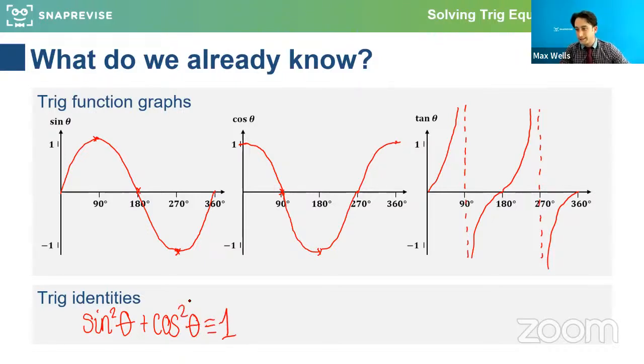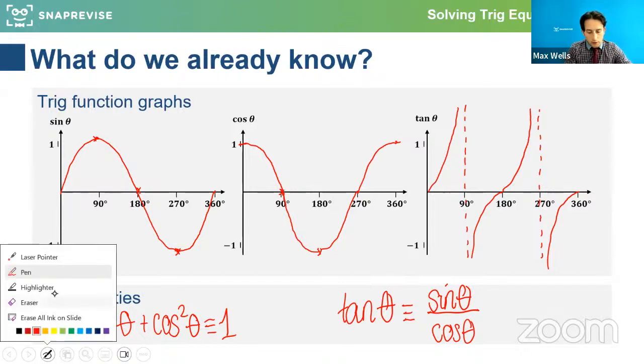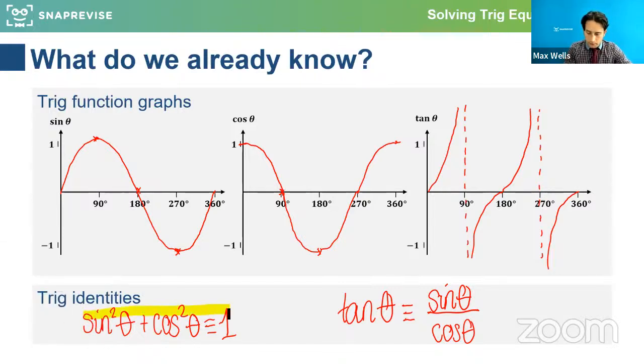Okay, so that's called an identity when it's always true. And the other one, which we hopefully recognize as well, is that tan of an angle is identically equal to sine of that same angle divided by cosine of that same angle. So they are two identities that we're hopefully familiar with. And we're going to bring together all of these skills when solving trig equations.